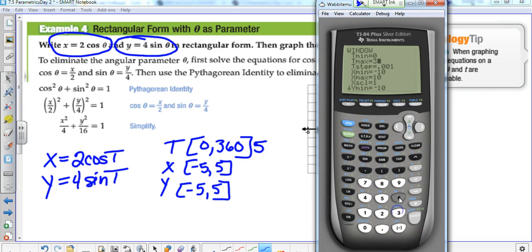So 0 to 360 by 5 for my t-step, and -5 to 5 by 1 and -5 to 5.